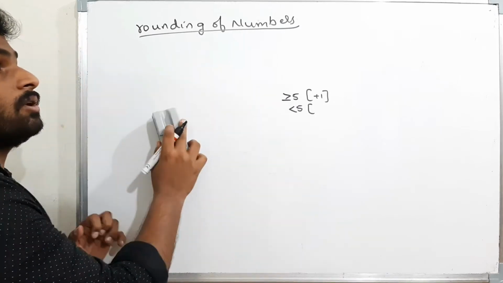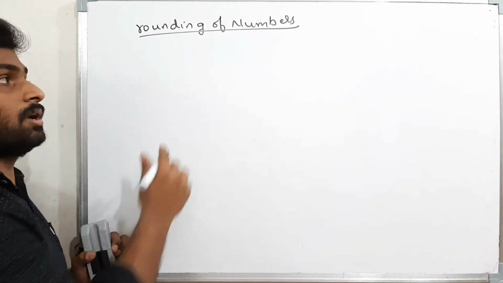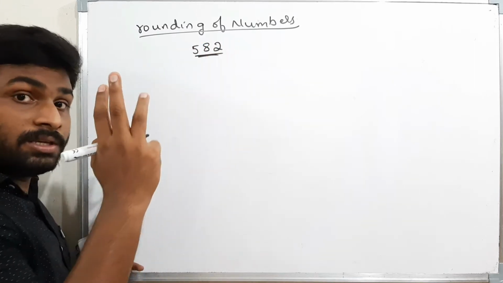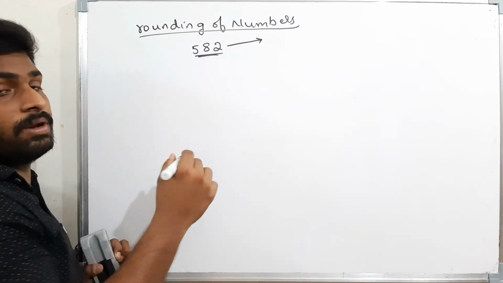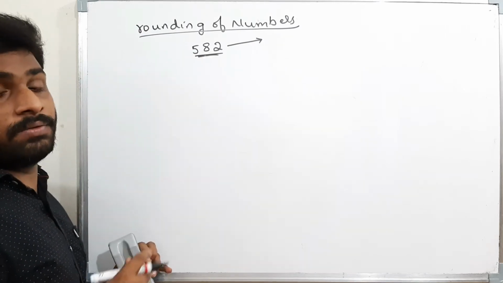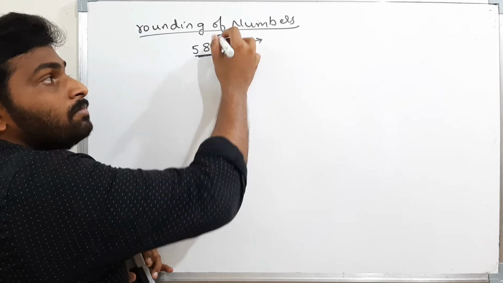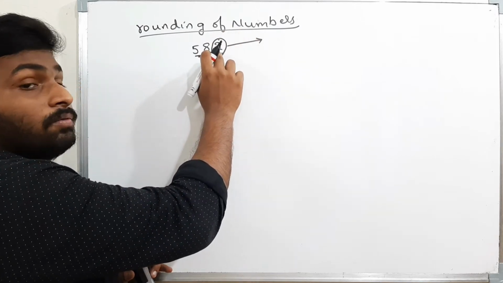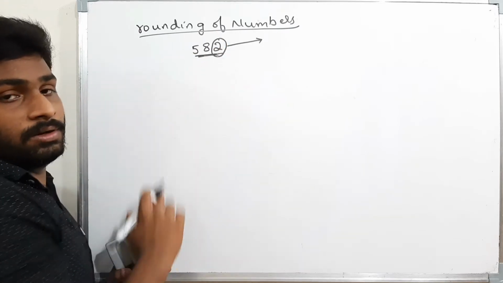But now, what is the actual rounding of numbers? What are the rules for rounding of a number? See here, this number 582 has three significant figures. Now they told us to round off this number to two significant figures. The answer should have only two significant figures. Which number do I have to round off? I should leave 58 and I should round off 2. If I round off the 2, I will get two significant figures, that is 58.